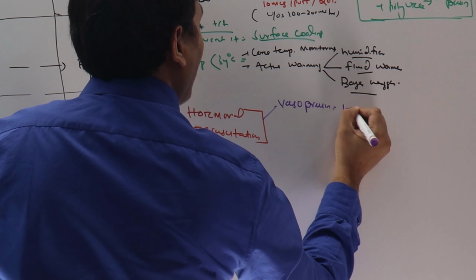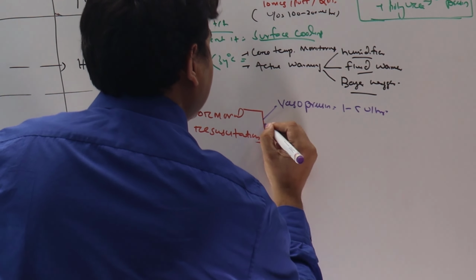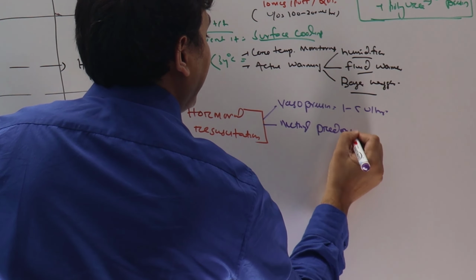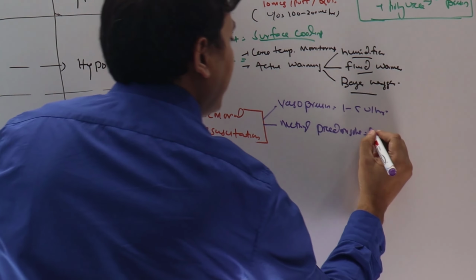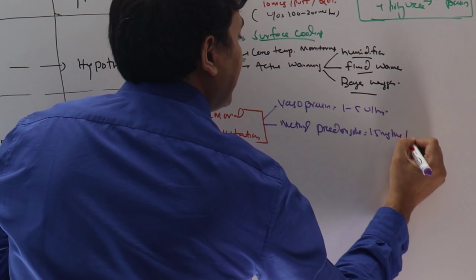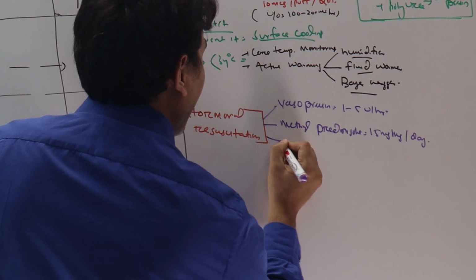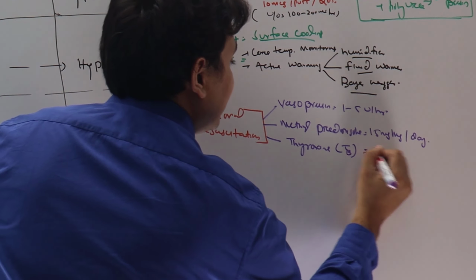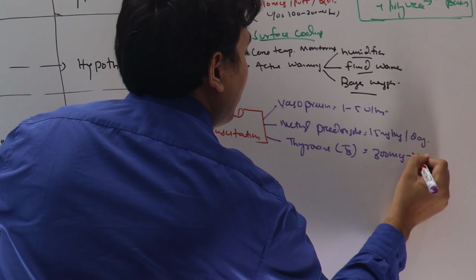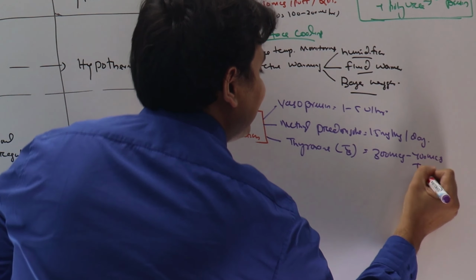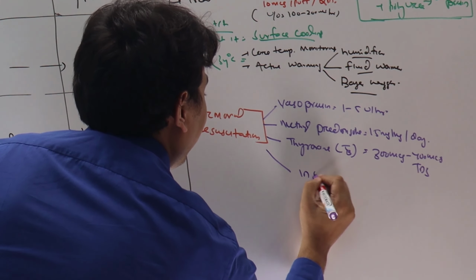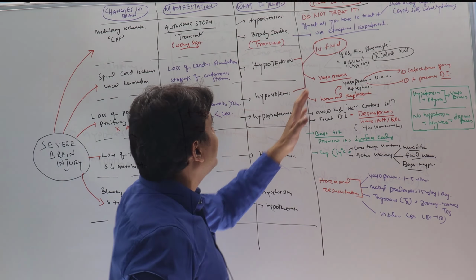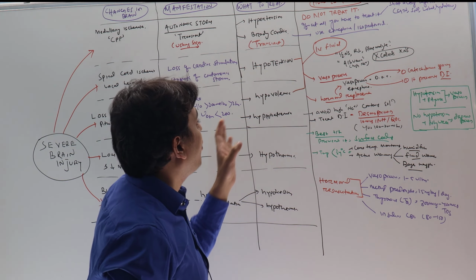It is usually used in a dose of 1 to 5 units per hour. Second will be methylprednisolone. That will be 15 milligram per kg body weight per day. Third will be thyroxine. Usually use T3 tablets. That is 300 mcg to 400 mcg TDS. Then we use insulin. Our CBG target will be 80 to 150. So in this way we maintain a patient who is going for organ retrieval.